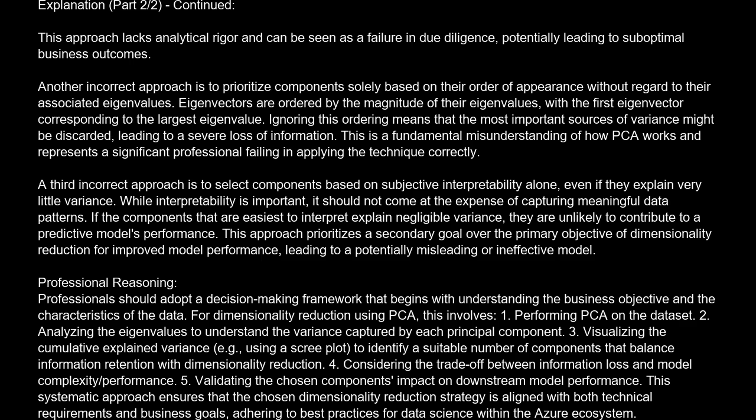4. Considering the trade-off between information loss and model complexity/performance. 5. Validating the chosen components' impact on downstream model performance. This systematic approach ensures that the chosen dimensionality reduction strategy is aligned with both technical requirements and business goals, adhering to best practices for data science within the Azure ecosystem.